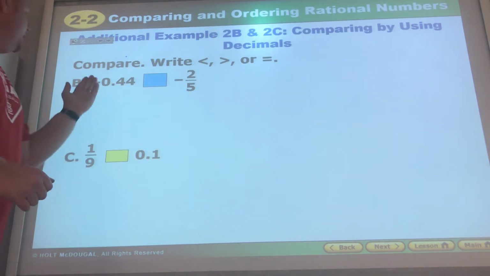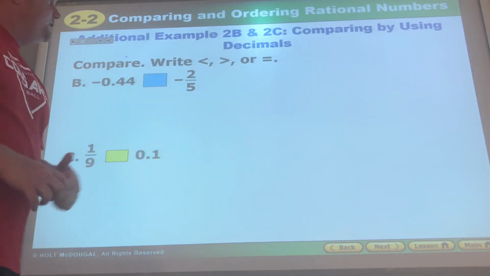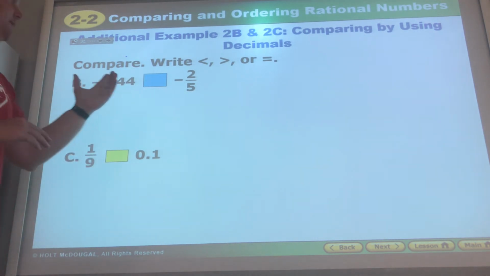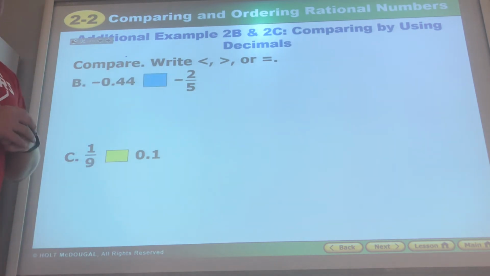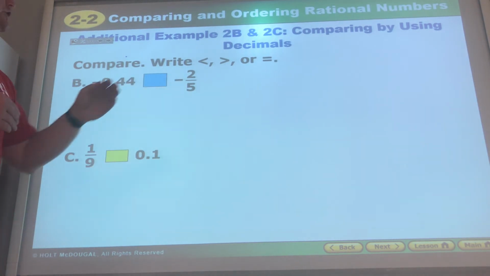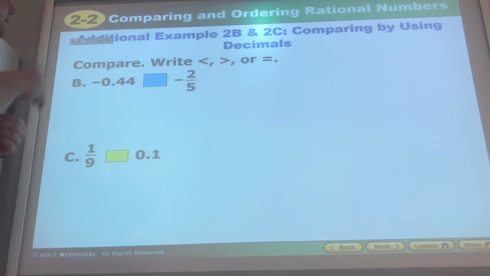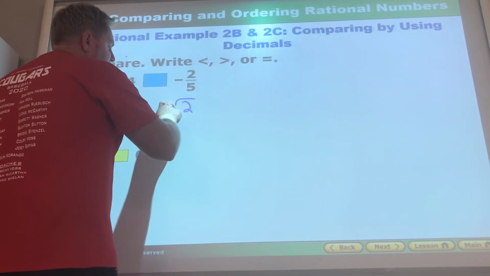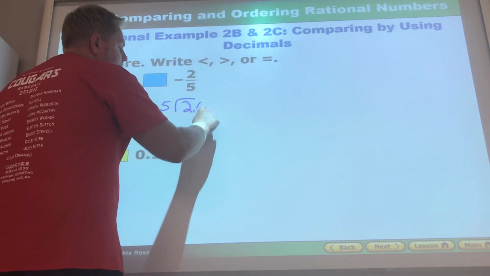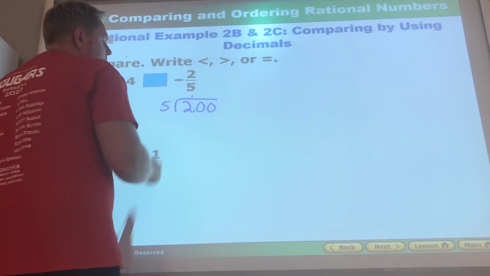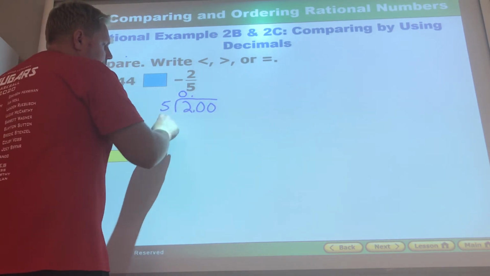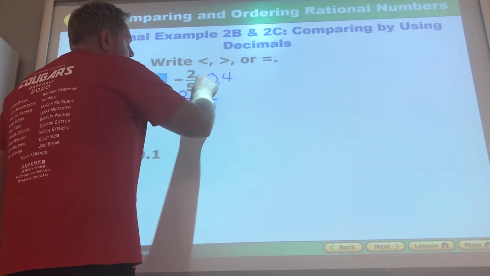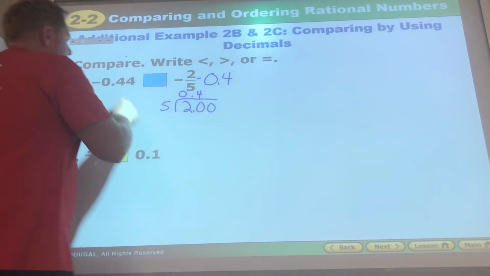Now when we have something like negative 0.44 and negative 2/5, you have to decide, do I want to turn this into a fraction and then get common denominators, or do I want to turn this into a decimal? My suggestion, turn the fraction into a decimal. Oh, so I know that that is 2 divided by 5. It will not go into 0. It will go into 24 times, so 0.4 negative.